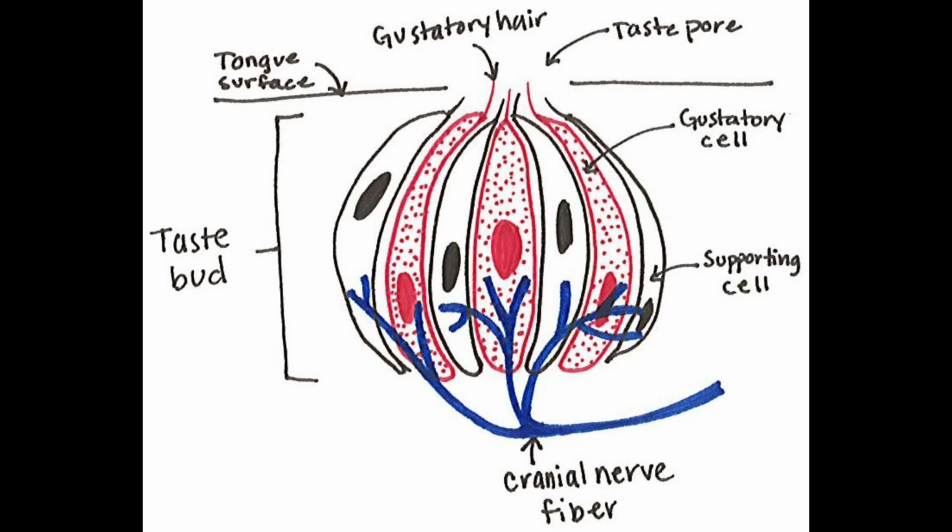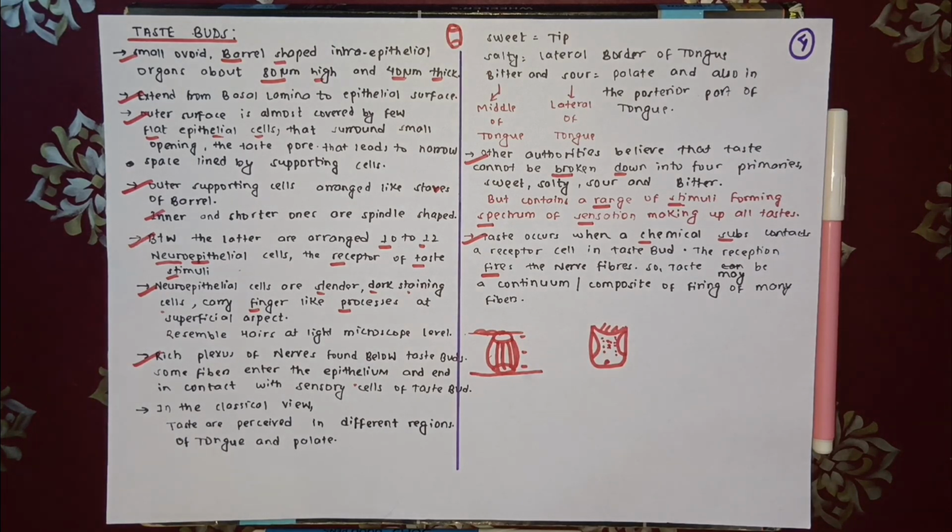You should remember there are two types of cells present in the taste bud, the gustatory cell and the supporting cell. The gustatory cells are responsible for the taste sensation, and the supporting cells just support those gustatory cells. Another name for the gustatory cell is the neuroepithelial cell, as I mentioned previously. Now you are clear with this picture.